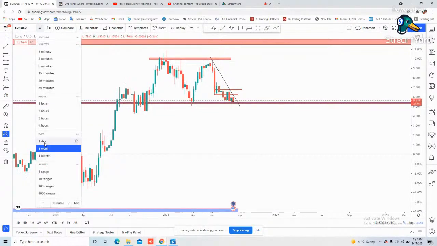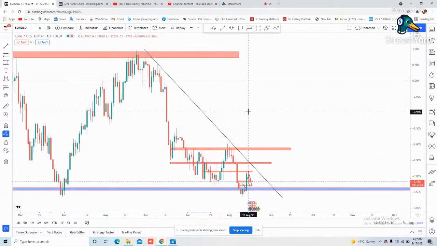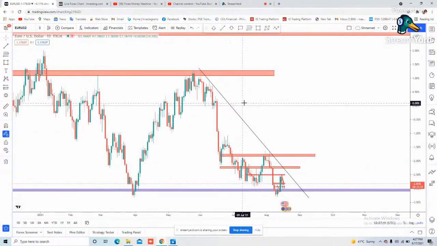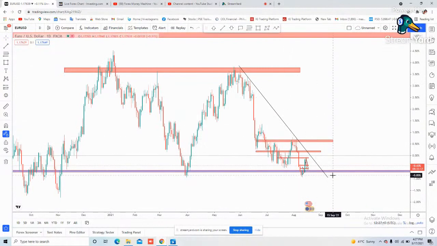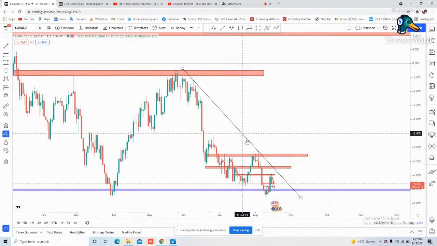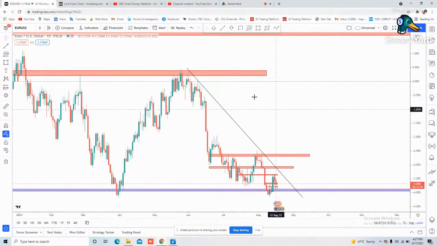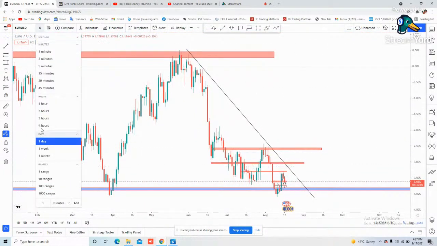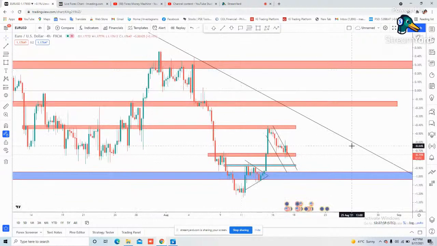Check the daily. Yes, just put a trend line here. Then as you can see, this trend line must break before you consider there is a reversal here. Let's check the 4 hours.